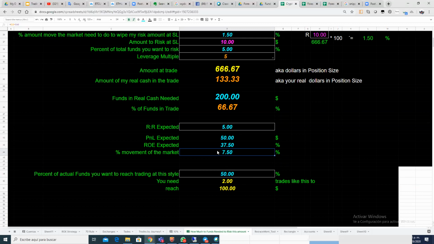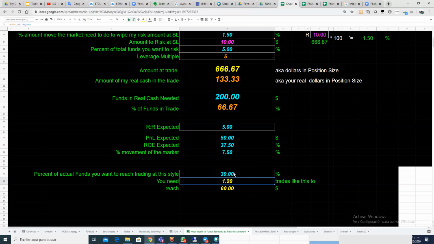I also like to understand, for example, if I'm winning $50 at each trade, supposing I'm not losing 10, how many trades winning 50 I need to make to reach 1%, 2%, 25% of my total account. So if I put here 25%, whoop, 50. One trade like this to reach 50. Okay, 30%.